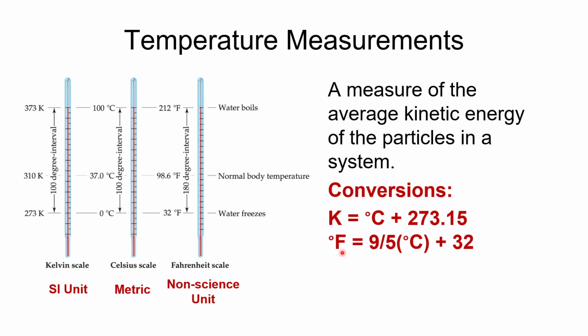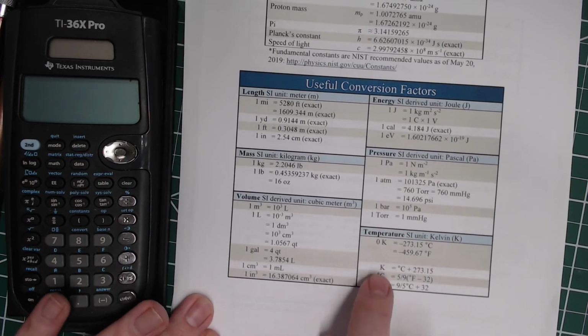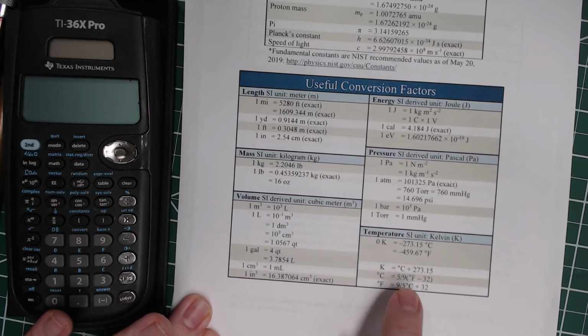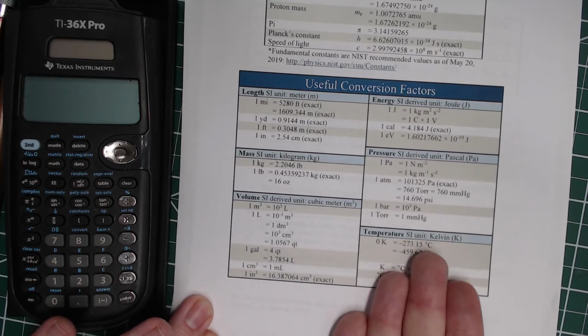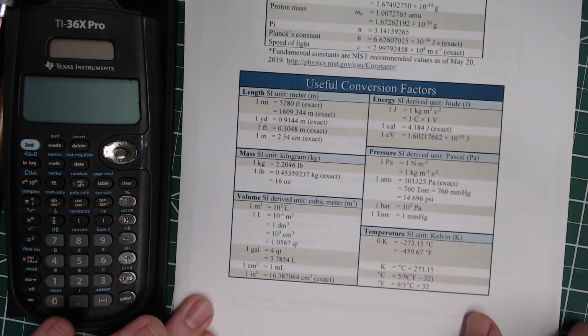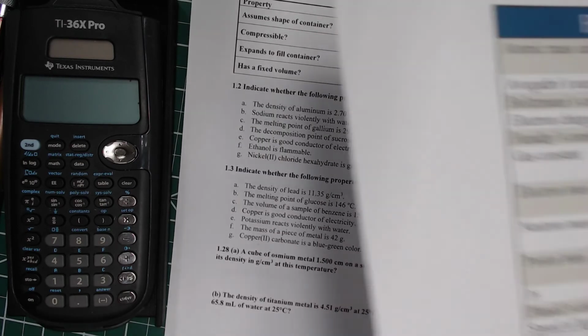If you want to convert to Fahrenheit from Celsius, you use this formula, and from Fahrenheit to Celsius, you use this formula. These two are the same formula. In case you're curious, here's the back of the periodic table. Here are the temperatures, and we've got those conversions right down there for your convenience. So you have this available to you on the test, so you will always have those conversion factors. You just need to make sure that you know how to use those in calculations.